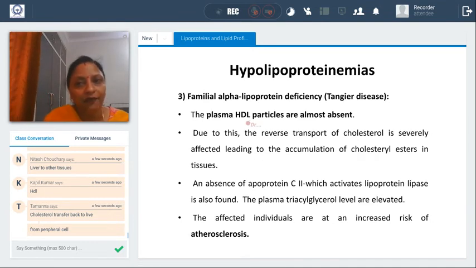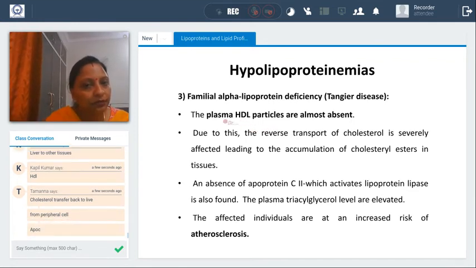Third is familial alpha lipoprotein deficiency, that is called Tangier disease. The plasma HDL particles are almost absent. This is called familial alpha lipoprotein deficiency. So HDL contains which apoprotein, apolipoprotein? Please write in the box.